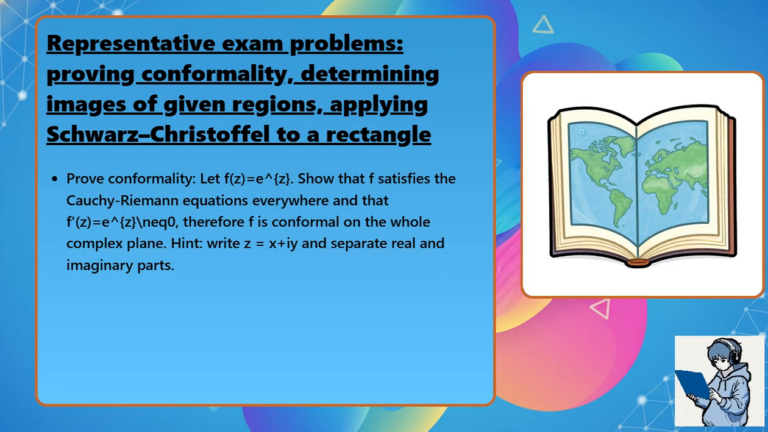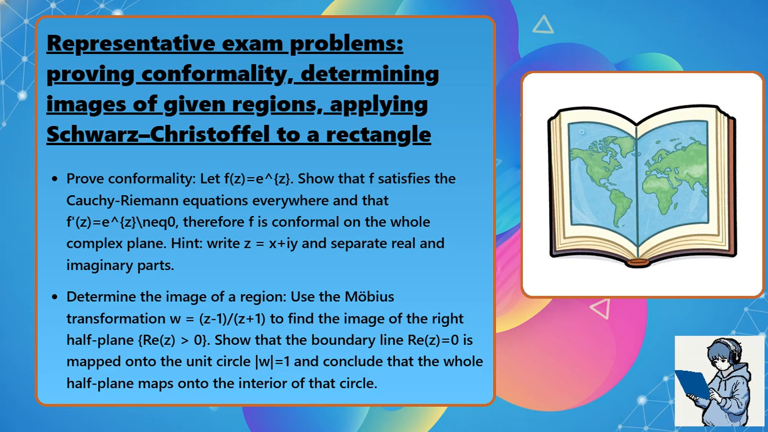Prove conformality. Let f of z equals e to the z. Show that f satisfies the Cauchy-Riemann equations everywhere and that f prime of z equals e to the z not equal to 0, therefore f is conformal on the whole complex plane. Hint: write z equals x plus iy in separate real and imaginary parts. Determine the image of a region. Use the Möbius transformation w equals (z minus 1) over (z plus 1) to find the image of the right half plane, real part of z greater than 0. Show that the boundary line real part of z equals 0 is mapped onto the unit circle, absolute value of w equals 1, and conclude that the whole half plane maps onto the interior of that circle.